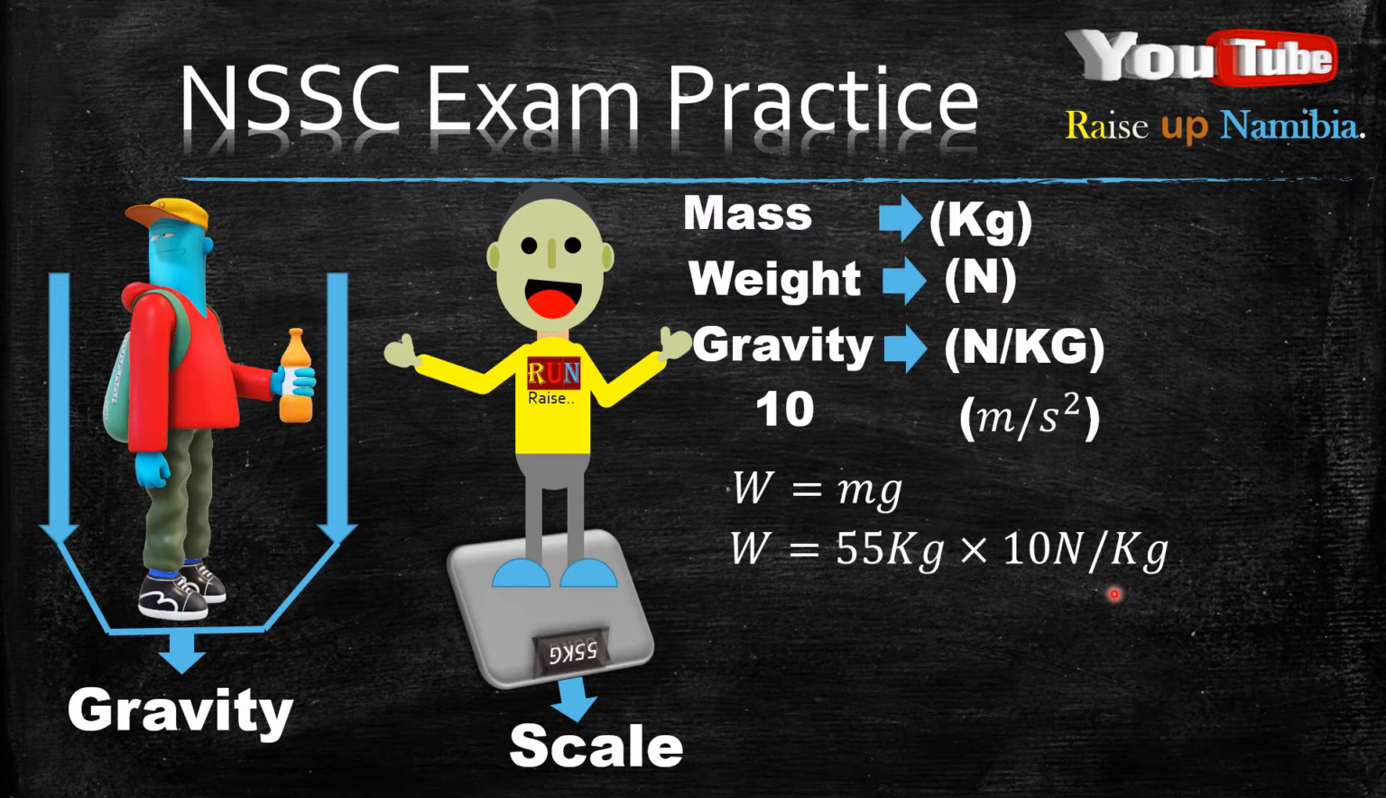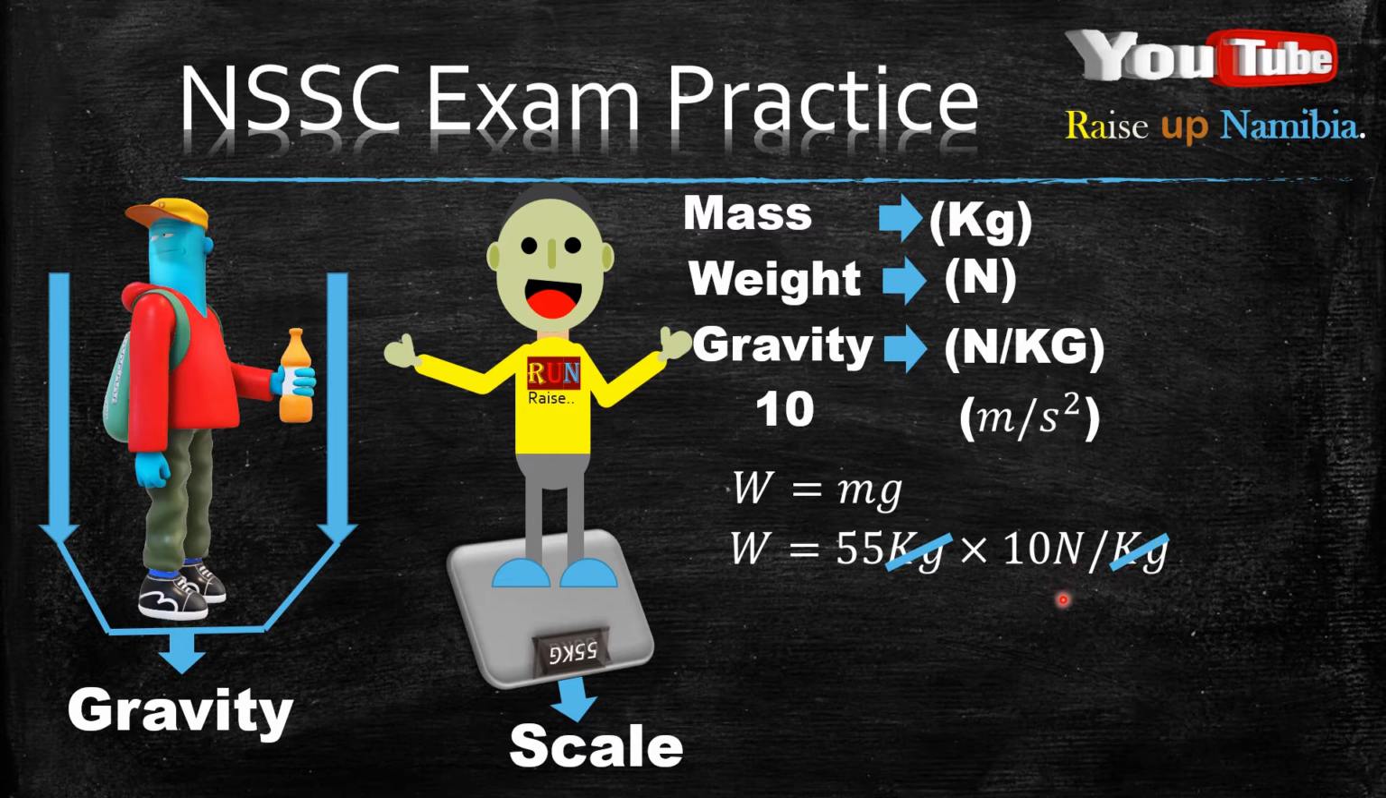So if it's 10 newtons per kilogram, we substitute his mass into the formula and the strength of the gravitational field. Now, here I'll explain to you why I recommend you use newtons per kilogram when you deal with this type of questions. Because when you use newtons per kilogram, notice that this is 55 kg. You have a kg on the side of the multiplication sign. On the other side of the multiplication sign, you also have a kg. Now, when you use newtons per kilogram, you cancel out that kg and you are left with a newton.